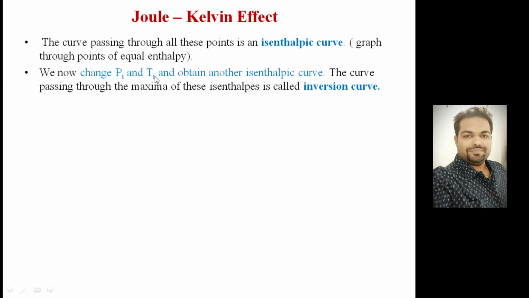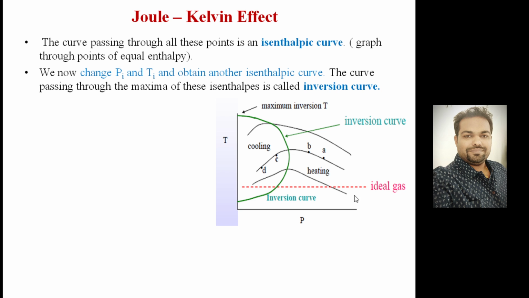And if we change the initial pressure and temperature, you can get another curve. Like that, you can get a number of curves. As I clearly mentioned, a curve passing through the maxima of these isenthalpic curves is called the inversion curve. So look at this. At different initial pressure and temperature, you get different isenthalpic curves over the temperature-pressure ordinate. This is the maximum position for all of these, this vertex, similarly this vertex. If you draw a curve passing through the maximum enthalpy points, that is basically the inversion curve, and this is the maximum inversion temperature. This is the minimum inversion temperature.